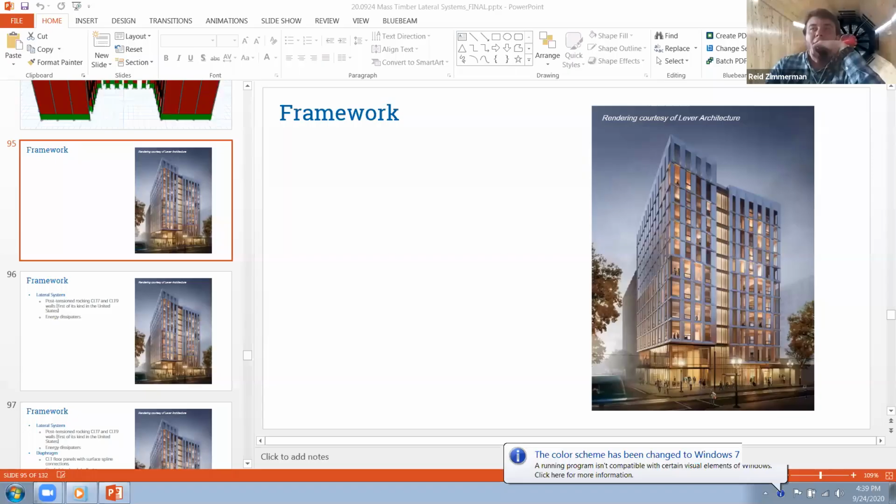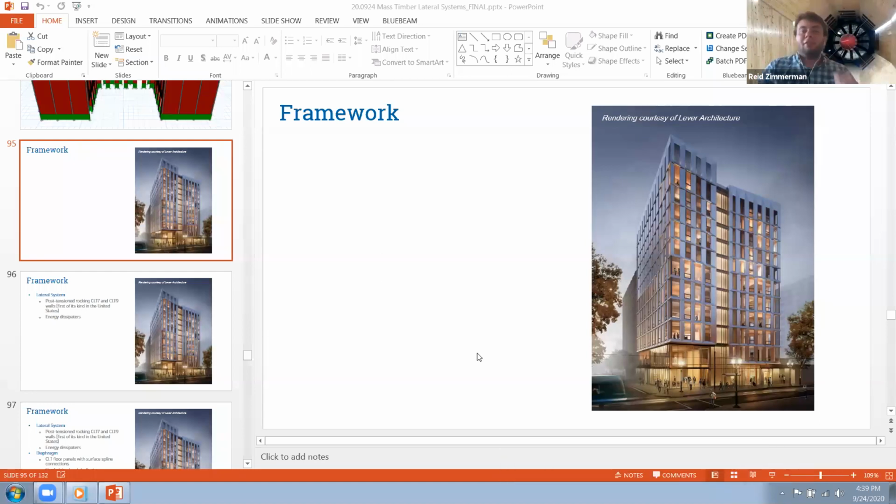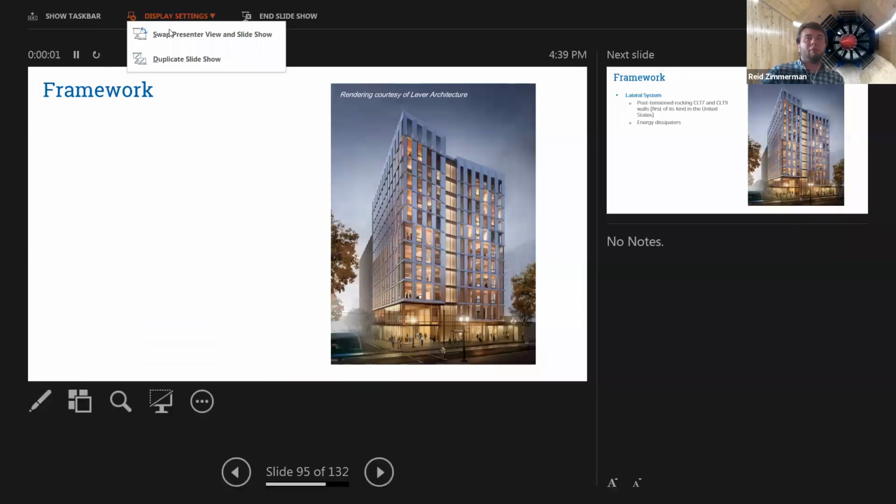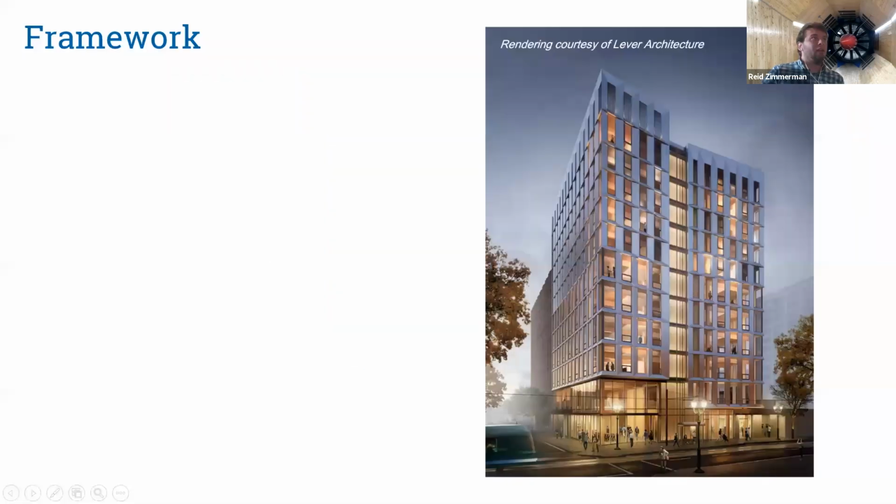So as Jack mentioned, I'm going to talk a little bit about framework as kind of our last case study for today, and then transition a little bit into recent testing as well as some upcoming code changes.